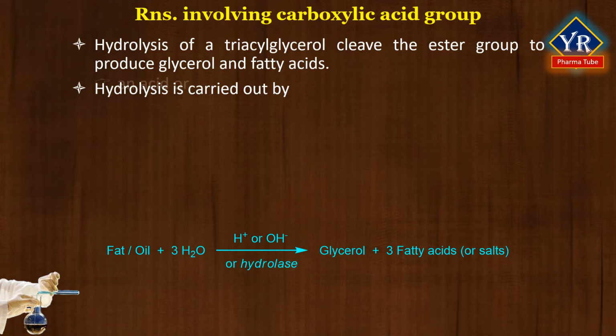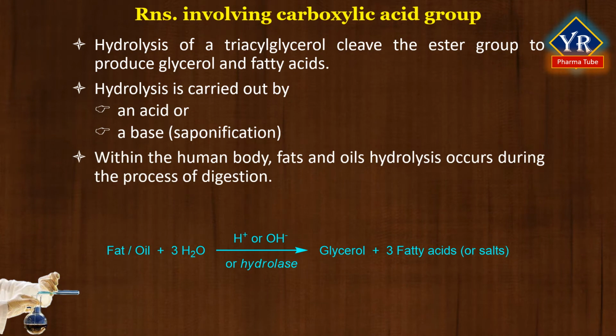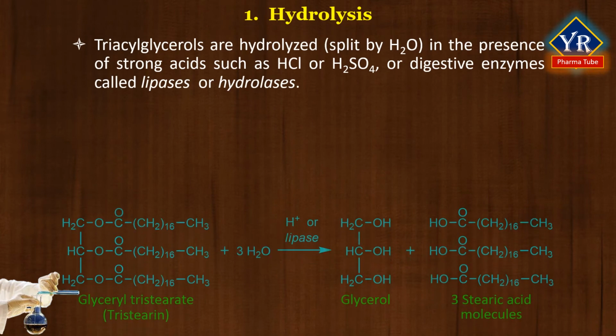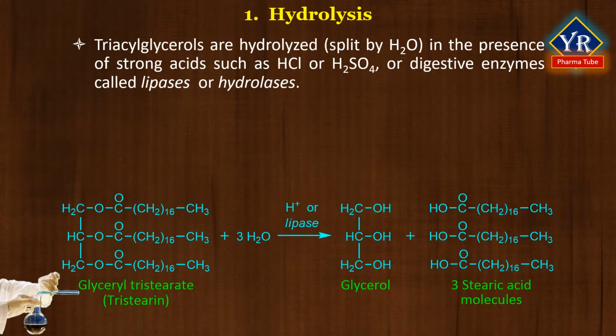Generally, hydrolysis is carried out by an acid or a base. When the hydrolysis is carried out in the presence of a base, it is termed saponification. Within the human body, fats and oils hydrolysis occurs during the process of digestion. Such hydrolysis requires the help of enzymes produced by the pancreas. These enzymes are known as lipases or hydrolases. Like all esters, triacyl glycerols are hydrolyzed in the presence of strong acids such as hydrochloric acid or sulfuric acid or digestive enzymes called lipases or hydrolases.